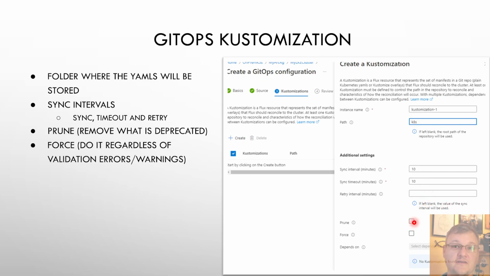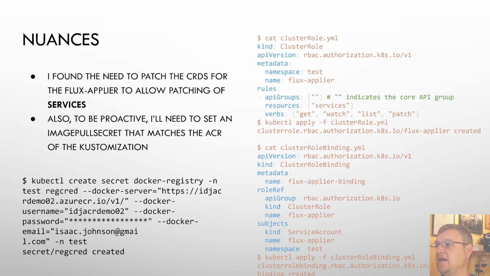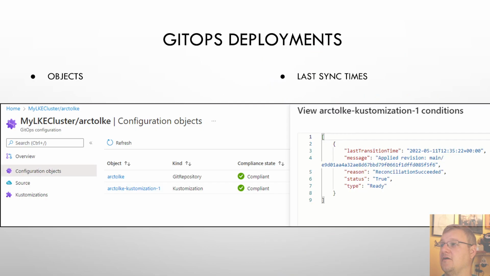You can choose prune, delete things that are, so if you delete a YAML, treat that as a deprecation, remove it as well, and force, just like that skip validation before, just do it anyway. I did find a nuance that the Flux v2 as deployed through Arc today is missing the ability for services to be modified, which came into play for me in a bunch of testing. So I gave you the YAML here for your cluster role changes that you need to apply to allow Flux to modify services. The other thing is I already know I'm going to need that Docker secret so I can access my ACR. So I went ahead and set that in the namespace before I got going.